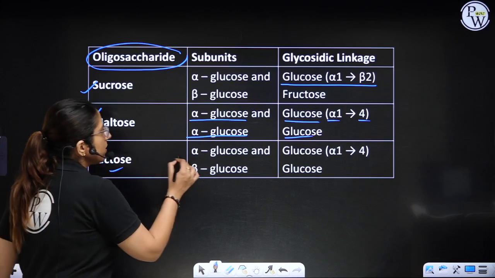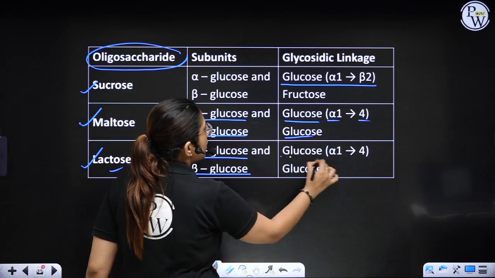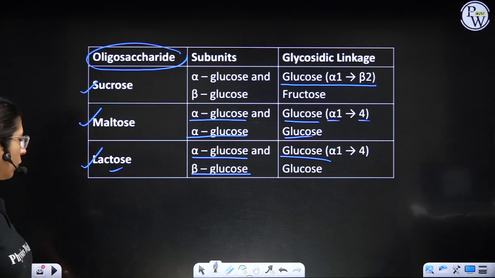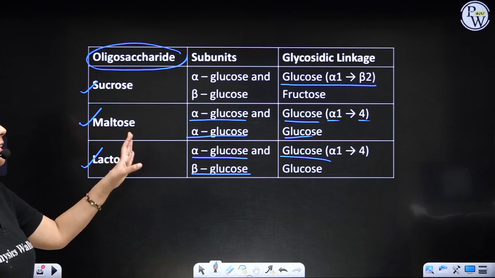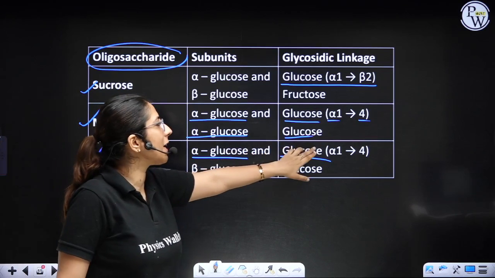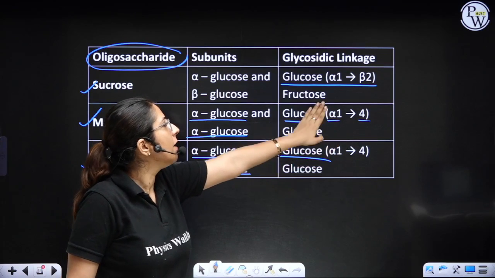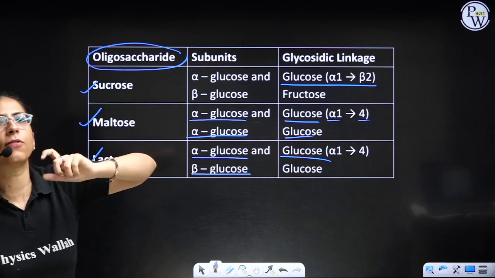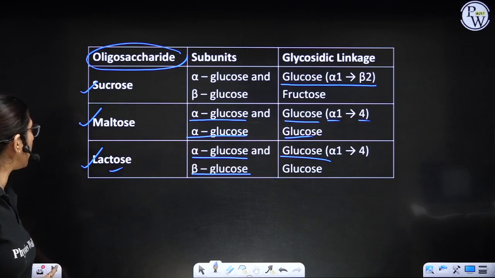The lactose is made of galactose and glucose. The bond which is present is a glycosidic linkage, alpha 1,4. That means the first carbon is attached to the 4th one. Right? This is the type of glycosidic linkage which is present.